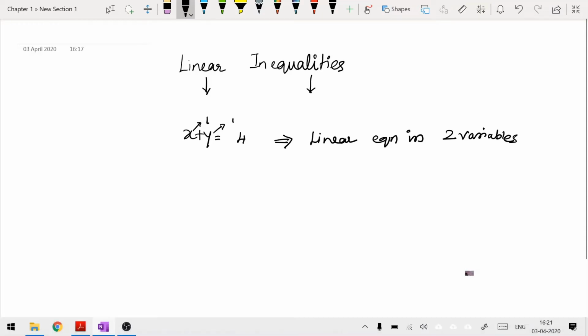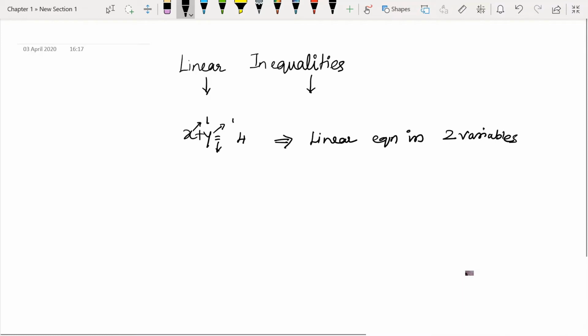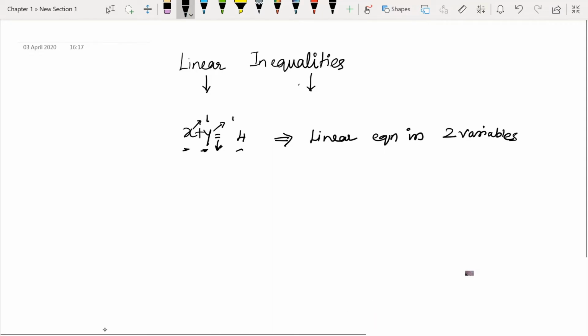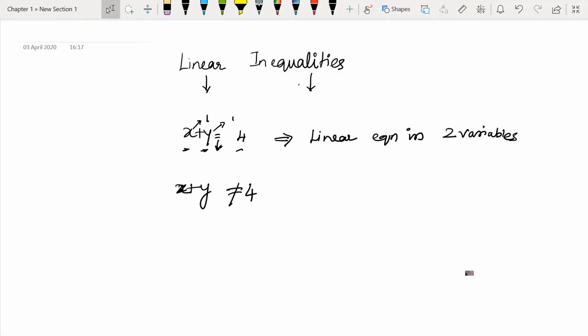Why is this called an equation? Because of this equal to, because when we add the value of x and y, it will be equal to 4. So let us go to the second term. What does the word inequality mean? It means that x plus y is not equal to 4. So what happens when it is not equal to 4? x plus y can be greater than 4 or x plus y can be less than 4. So we are going to look at these kind of scenarios.